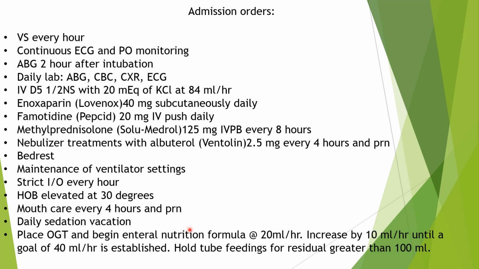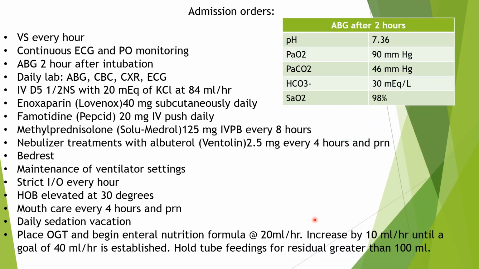Place an orogastric tube and begin enteral nutrition formula at 20 ml per hour. Increase it by 10 ml per hour until a goal of 40 ml per hour is established. Orogastric tube feeding should be given. And if the residual volume is greater than 100 ml, you need to hold the tube feedings. So these are certain things you need to consider for every patient.